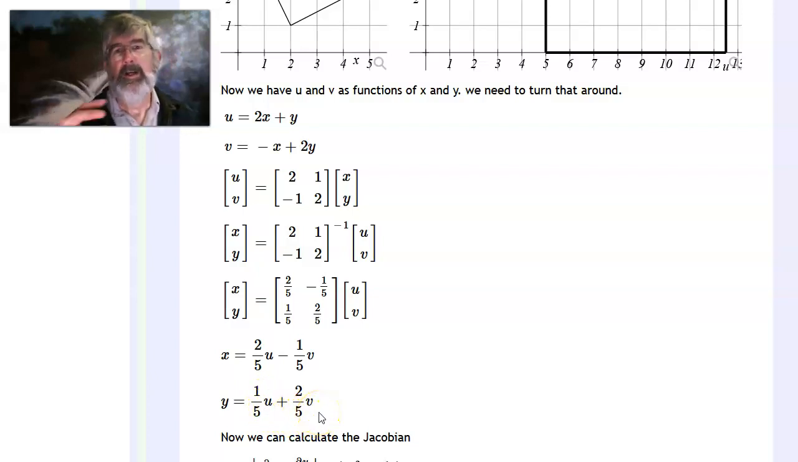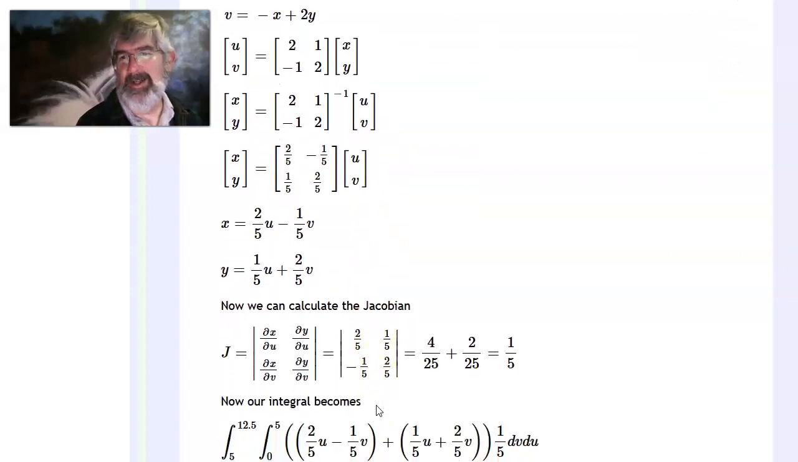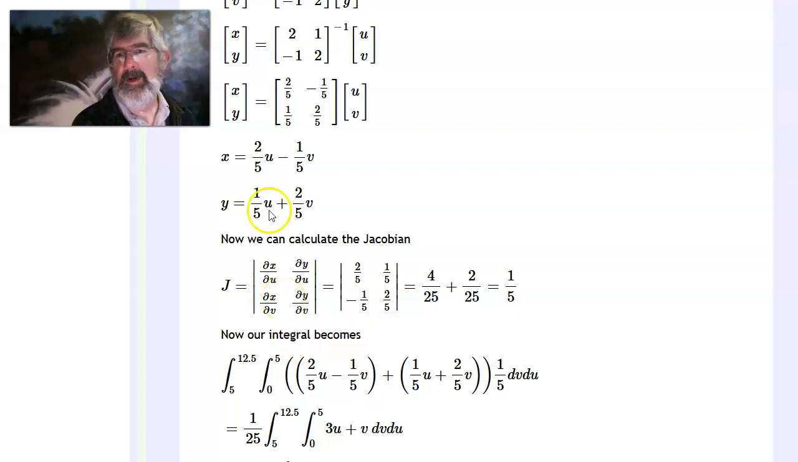Okay, so now I have x and y as functions of u and v, and I can find the Jacobian by looking at the partial of x with respect to u, and the partial of y with respect to u, and then the partial of x with respect to v, and the partial of y with respect to v. Right, here we go. This is how we calculate the Jacobian. Partial of x with respect to u is 2/5. Partial of y with respect to u is 1/5. Minus 1/5 would be the partial of x with respect to v, and 2/5 would be the partial of y with respect to v. Notice that this is essentially just the transpose of this matrix here.